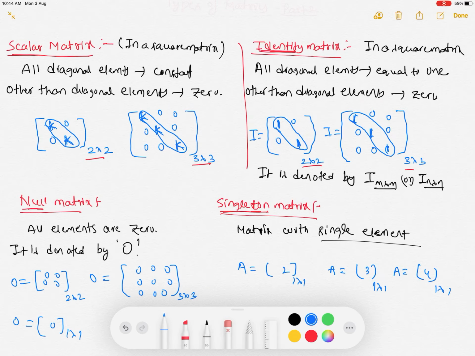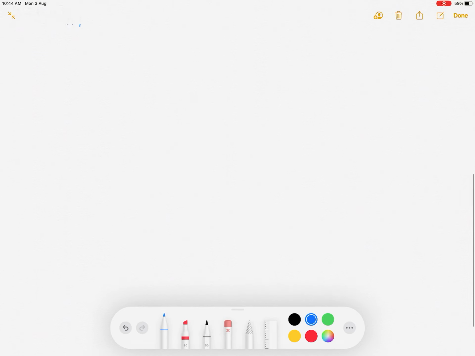The next type is a very important type, the triangular matrix. In the triangular matrix there are two types. One is the upper triangular matrix.